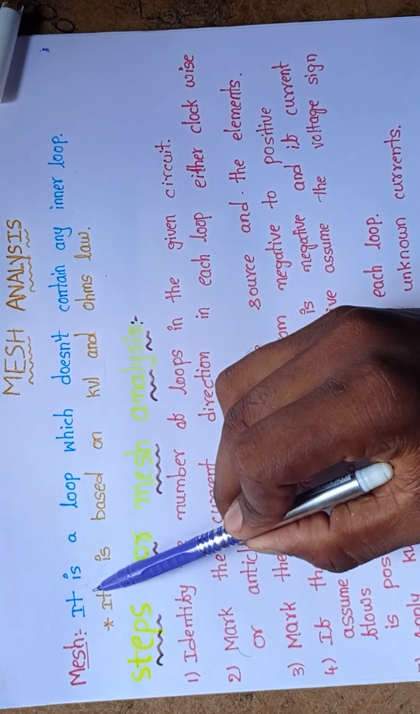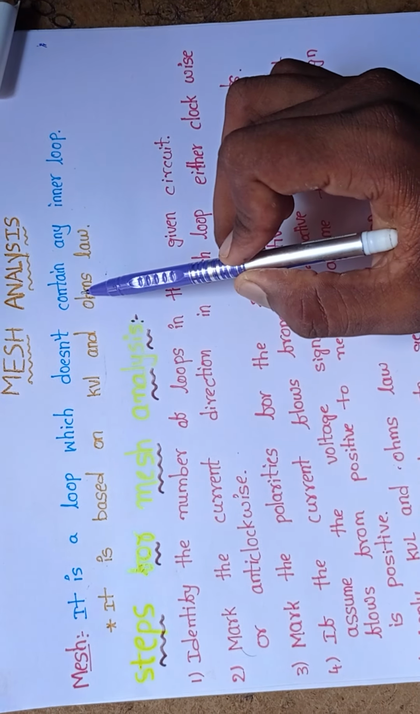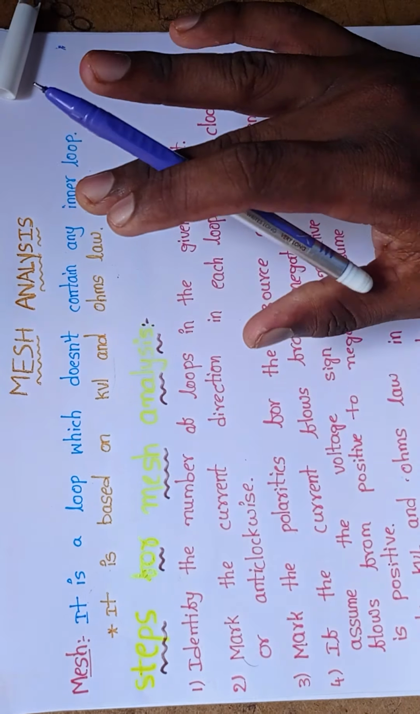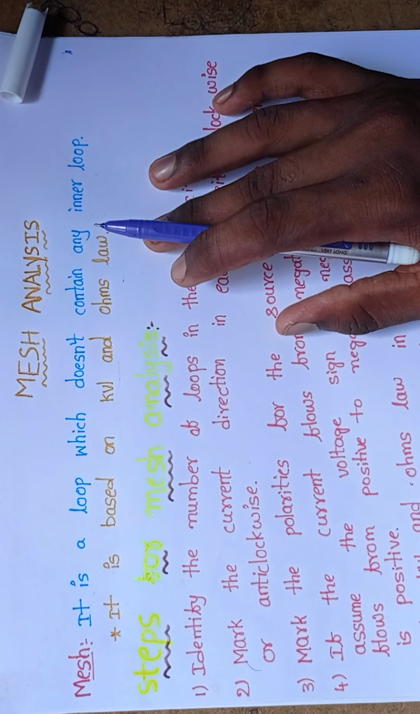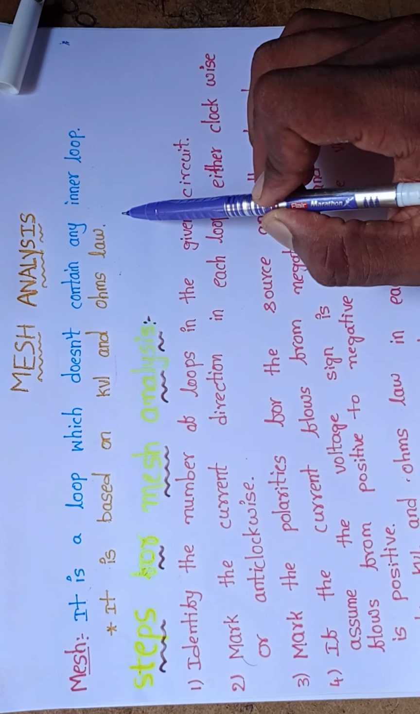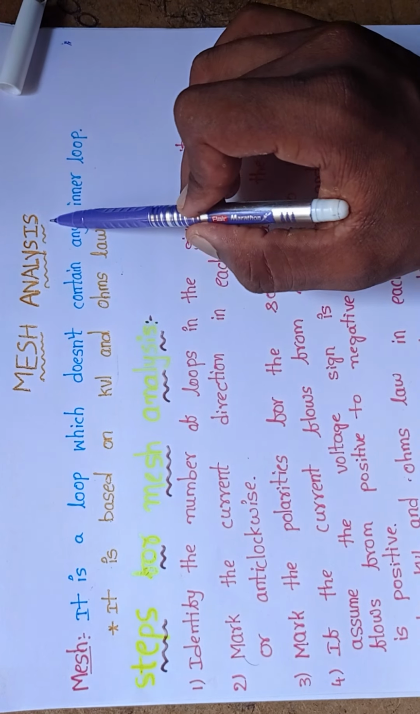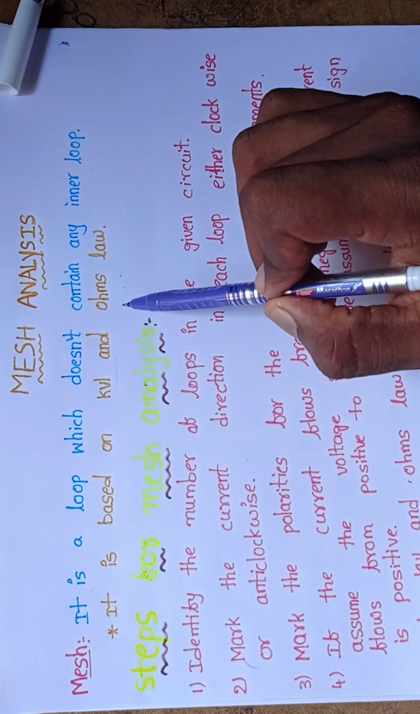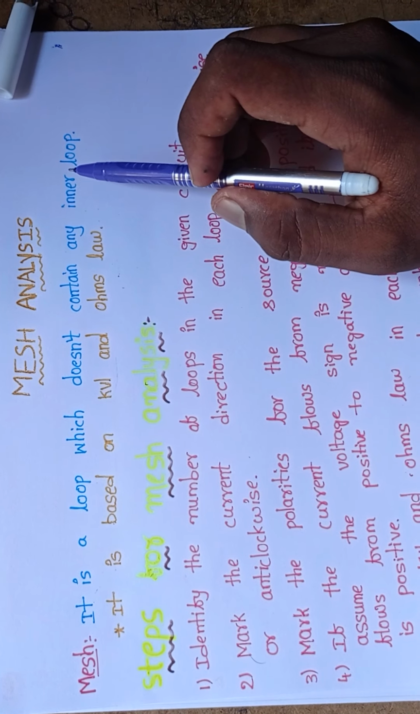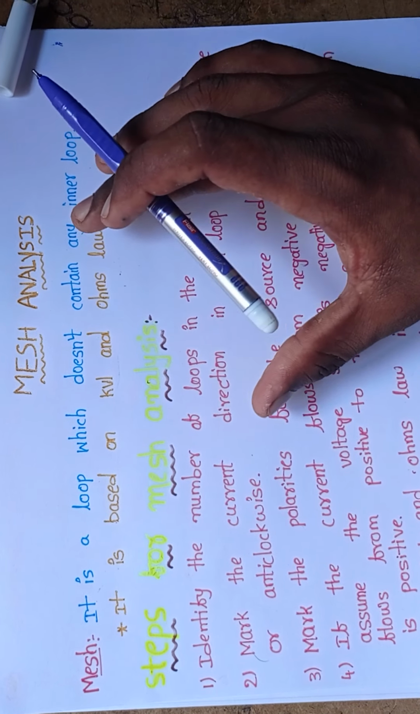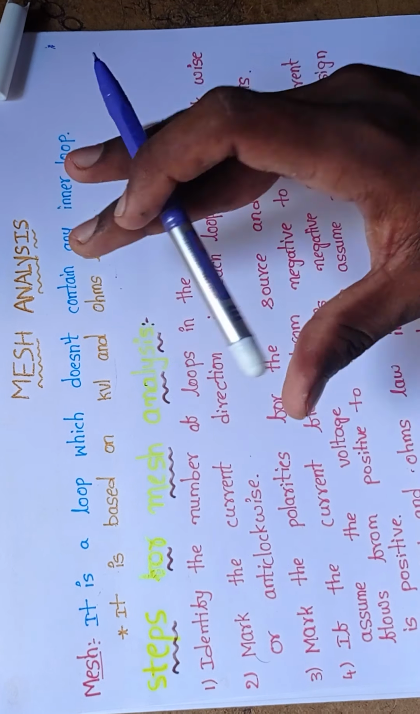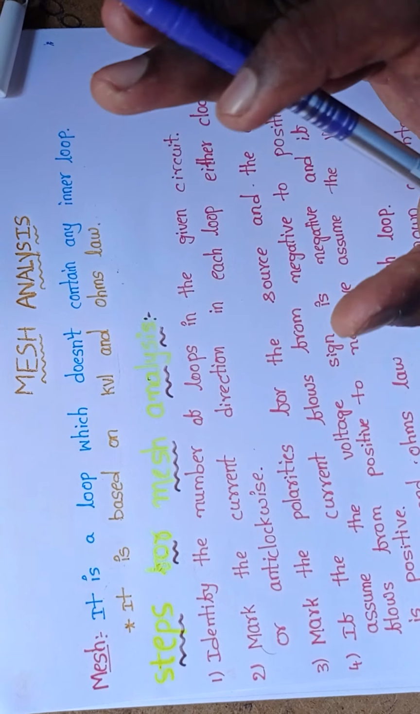Mesh means a loop which does not contain any inner loop. Simply said, a mesh is a loop. Mesh analysis is based on KVL and Ohm's law. The complete mesh analysis is based on KVL and Ohm's law. We already discussed what KVL and Ohm's law are in our previous videos. Mesh analysis is used to find the unknown currents in loops in a circuit.